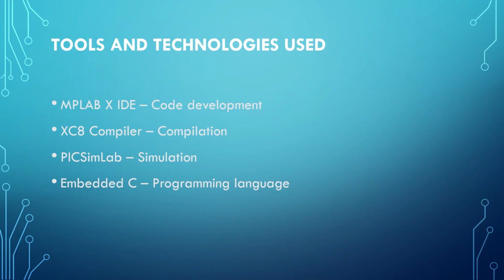Next, the XC8 compiler is used to convert the embedded C code into machine level instructions that are compatible with the PIC16F877A microcontroller. Without this step, the microcontroller would not be able to understand the program. For testing and validation, I used PICSimLab, which provides a realistic virtual hardware environment. For example, I could test the LCD display, fan operations, and buzzer alerts without connecting real hardware. This entire control logic is implemented using embedded C, which allows efficient and reliable control of all the connected devices in real time.